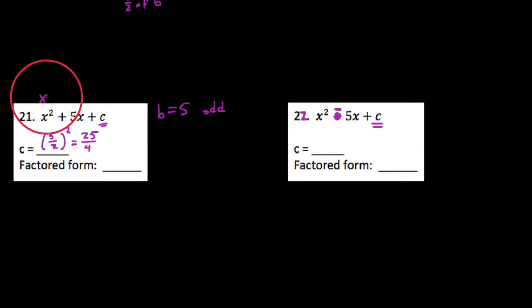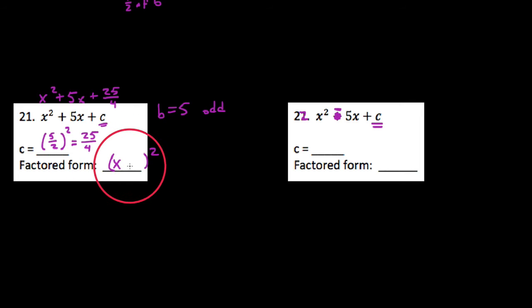So if our original polynomial had been x squared plus 5x plus 25/4, then we would have had a perfect square trinomial, and this thing would have factored, therefore, into the square of a binomial. Most of the time I ask people, hey, can you think of two numbers that multiply to be 25/4 that add up to be 5? Nobody can tell you that.